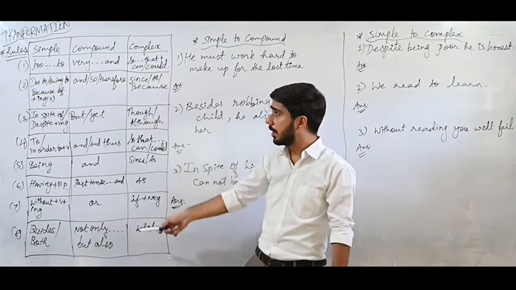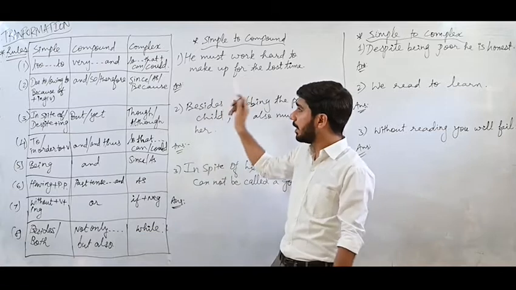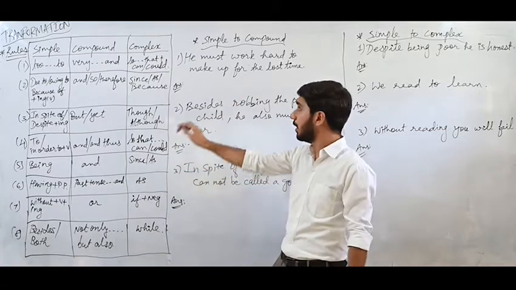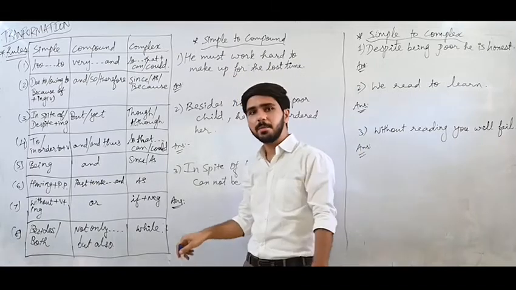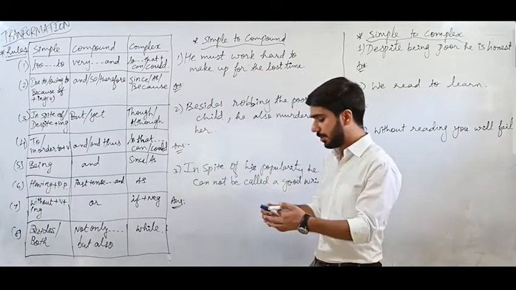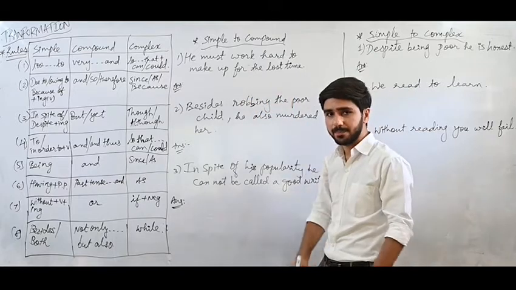Now this whole table is the most important thing in this topic. See how we solve the examples with the help of this table. What is the heading? Simple to compound. We have to change these sentences from simple sentences to compound. See the first one. He must work hard to make up for the lost time.